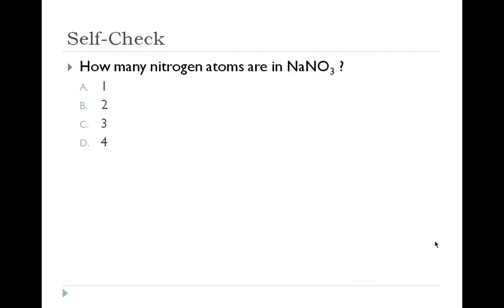How many nitrogen atoms are in NaNO3? Well, you should be putting 1, because there's no number to the bottom right of nitrogen. How many oxygen atoms? You should be putting a 3, because there's a 3 to the bottom right of the NO3. How many oxygen atoms? Well, we have the parentheses, so we need to know that there are, make sure you count, 2.